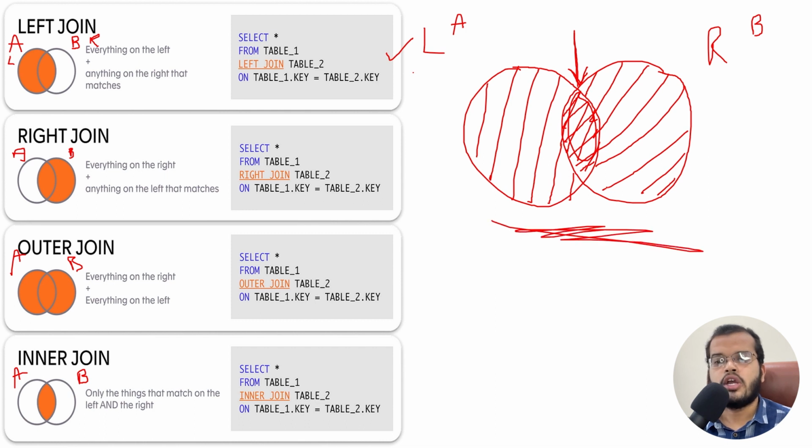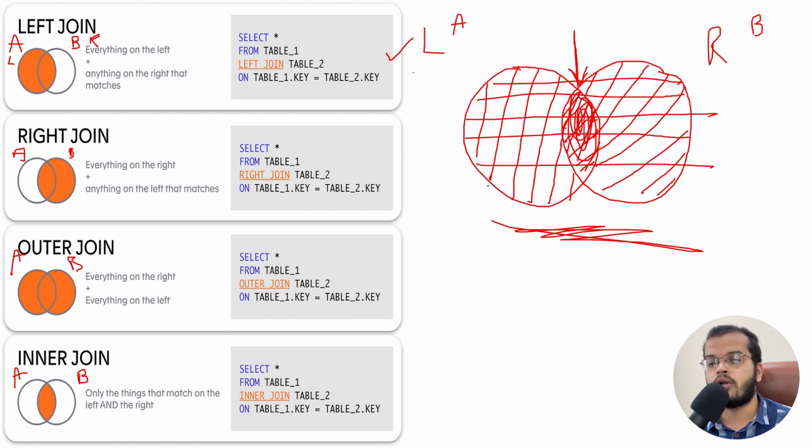Please understand this diagram. Every piece of information that we have from the right table plus anything that matches from my left table. Again, if I talk about the left join, everything on the left table plus the information which is common with the right table, that I am going to get in a left join. The outer join is nothing but the complete thing, every piece of information between two tables, though it is common, though it is not common, though it is unique, everything you will get in an outer join. And the inner join will give us only the common information.